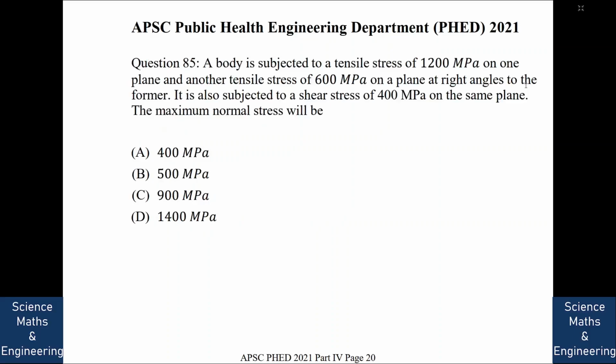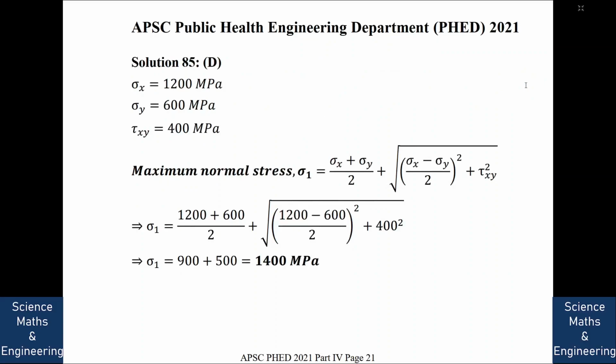A body is subjected to a tensile stress of 1200 megapascal on a plane and another tensile stress of 600 megapascal on a plane at right angles to the former. It is subjected to shear stress of 400 megapascal on the same plane. The maximum normal stress will be? So what we have is sigma x, sigma y, and tau xy. We need sigma 1. So the maximum normal stress sigma 1 is equal to (sigma x plus sigma y) divided by 2 plus root of ((sigma x minus sigma y) by 2) whole square plus tau square xy. So from here you get sigma 1 is equal to 1400 megapascal. So we'll go to the next question.